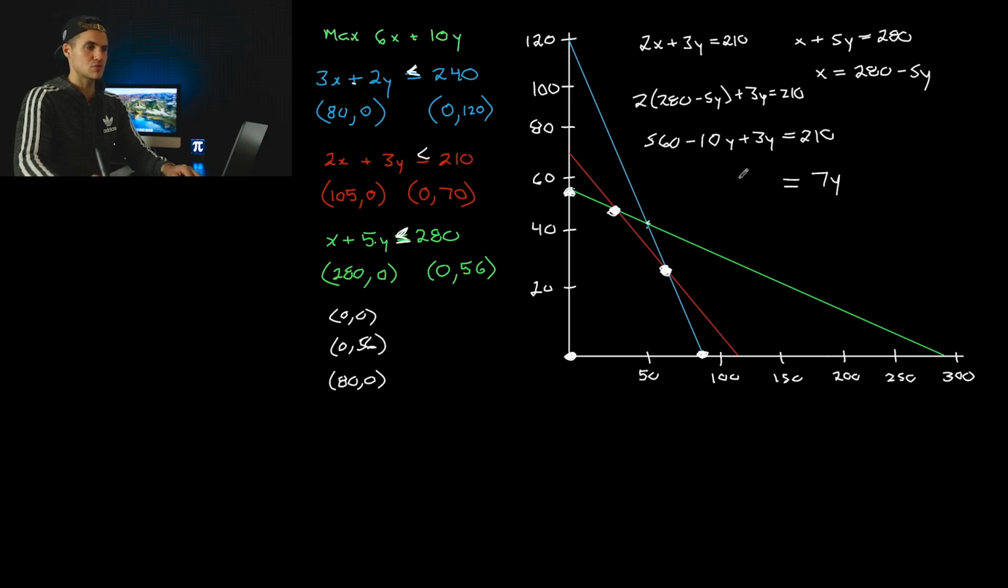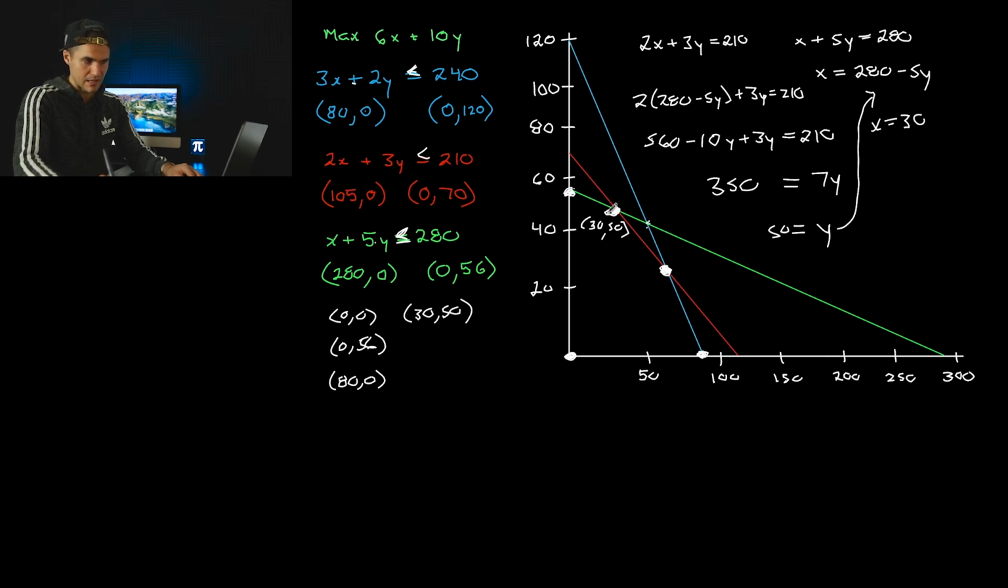360 minus 210, when we bring the 210 over, that's going to give us 150. And so notice that y is going to be 50. And then if I plug in this y here, I'll get an x value of 30. So this point here is 30 and 50. That's the point of intersection between the red line and the green line. So that's going to be a point we're going to have to test, 30 and 50.